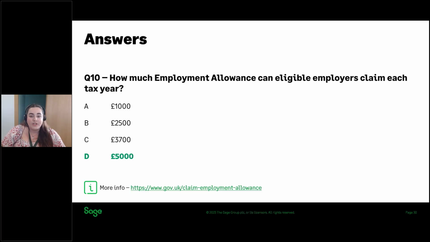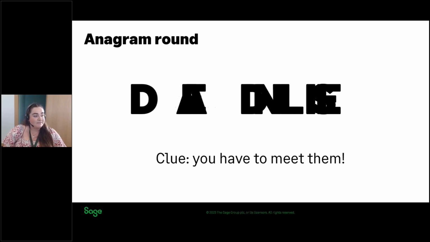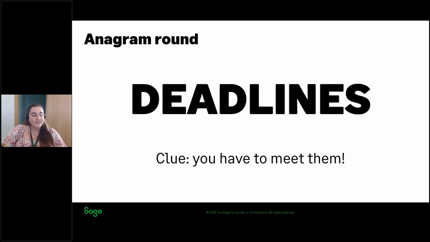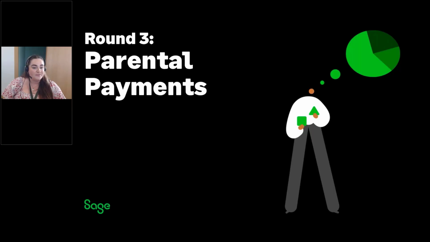And lastly, before I do pass back to Duncan, let's reveal the anagram. So I've seen a lot of the answers in the chat. It looks like a lot of you have got that. But Dane's Deli, clue was you have to meet them, is deadlines. So well done. A lot of you got that right. But yeah, let's move on to the third and final round. And for that, I will pass you back to Duncan. So it's over to you.